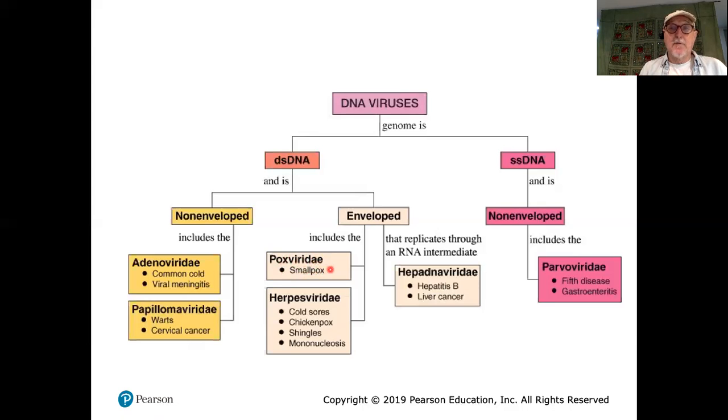So those are the pox viruses. There are a number of other pox viruses which occur in other animals, and one of them, cowpox virus, was one that was used to actually vaccinate human beings.